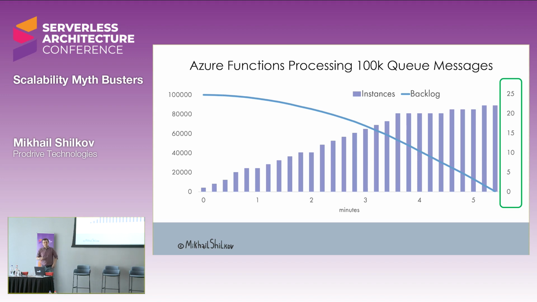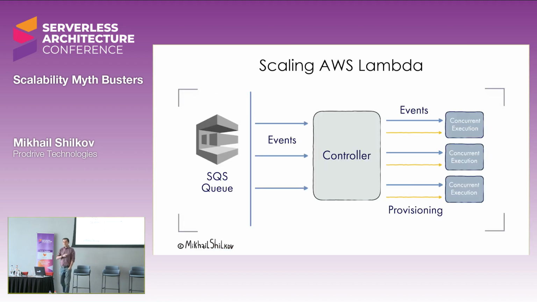Now I want to explain a little bit about how scaling works for all three providers. So these are my pictures, my understanding of how it works. Some of this is documented, some not. So take it with a grain of salt. But again, AWS versus Azure have slightly different models. So in case of AWS, the queue is on the left side, and then there is some central party which is hidden from you. It's fully managed by AWS. I called it controller. I don't know the official name.